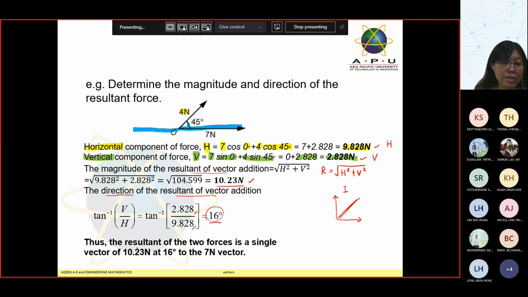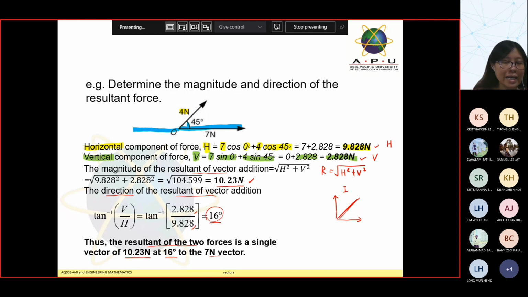Okay, so the resultant of the two forces is a single vector of 10.23 Newton at 16 degrees to the 7 Newton vector. So that means 16 degrees to the horizontal. They're just using the 7 Newton vector to show the direction. So that means 16 degrees to the horizontal. Okay, so this is how we calculate the magnitude of the resultant force, the resultant vector, and also the direction.